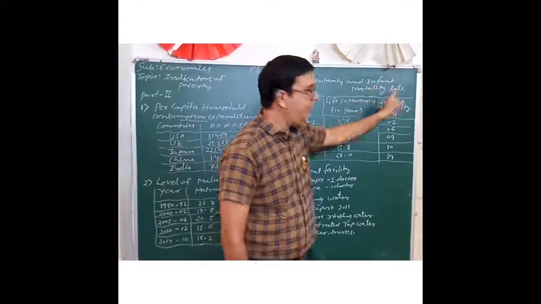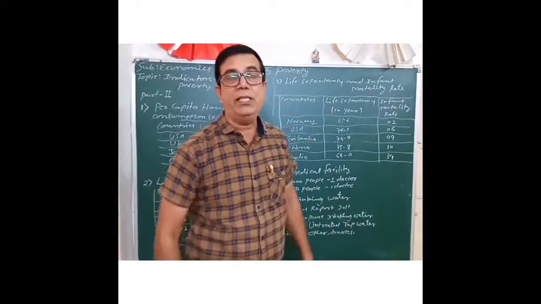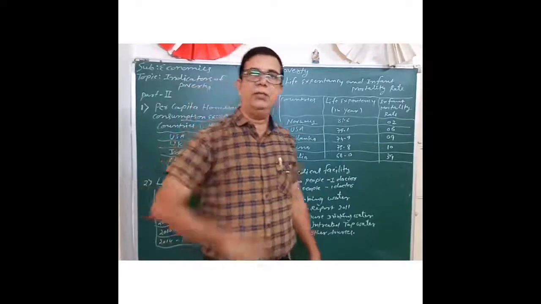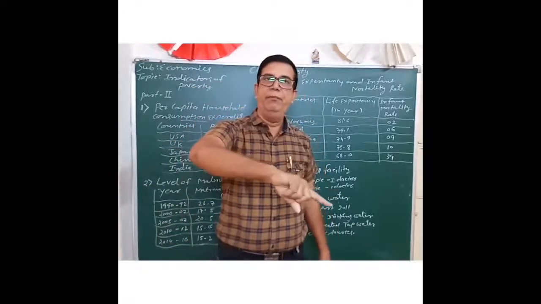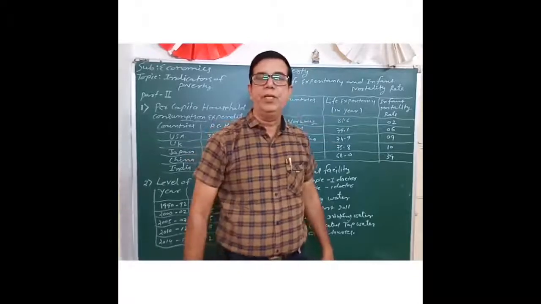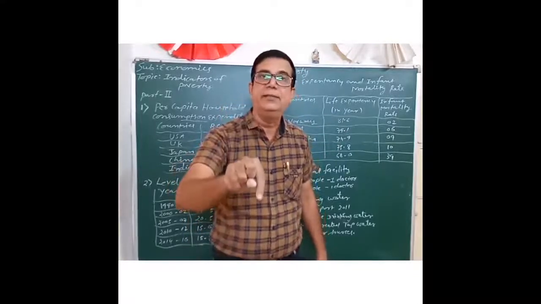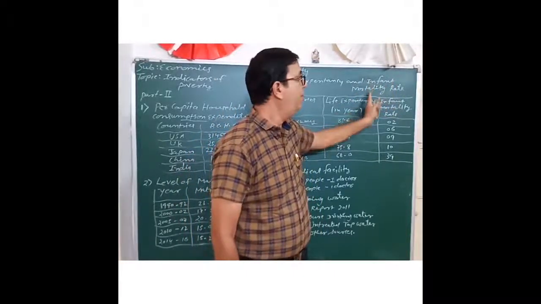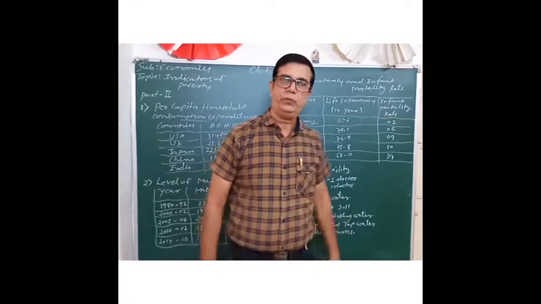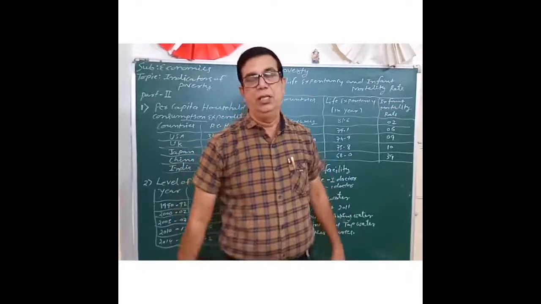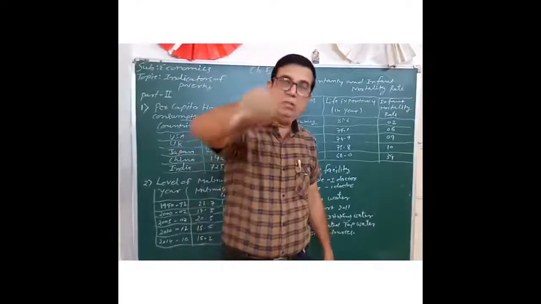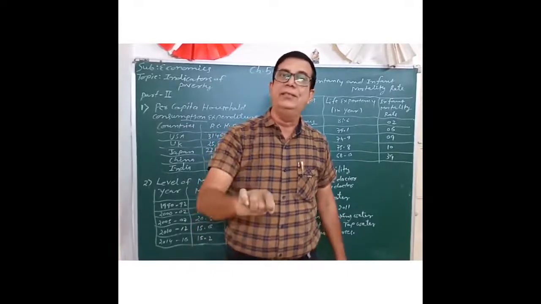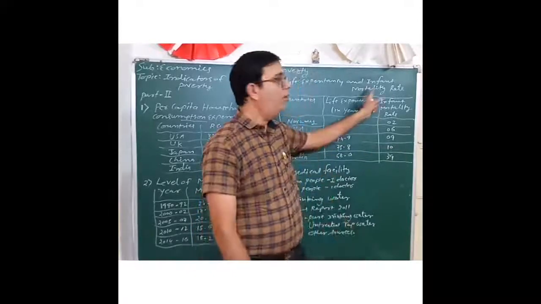Then infant mortality rate. Infant mortality rate means per thousand population, number of children born. Among them, before completing 1 year, number of children died. It is known as infant mortality rate or child mortality rate. Once again, per thousand children born, among them, before completing 1 year, the number of children died. That rate is known as child mortality rate.